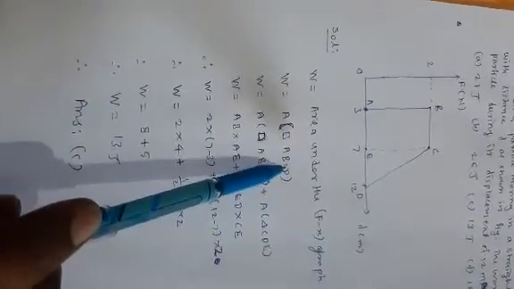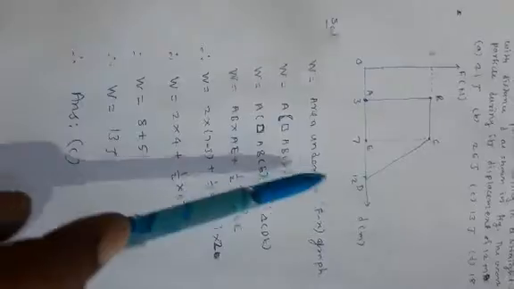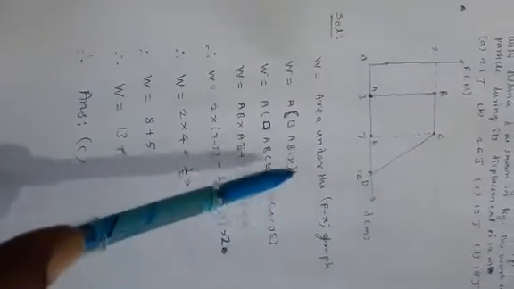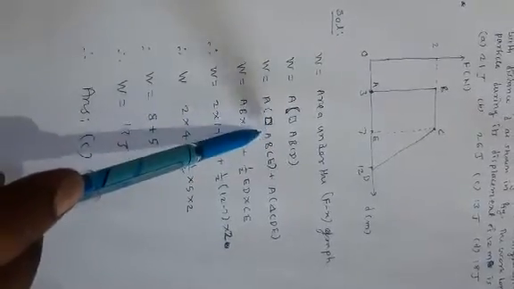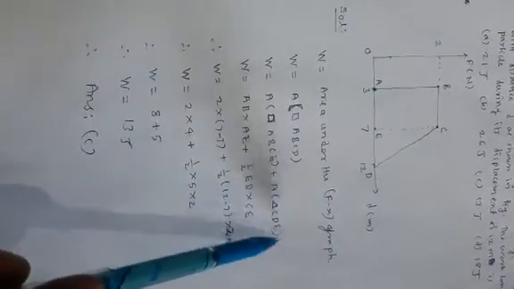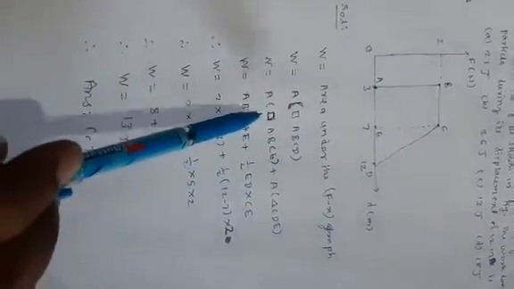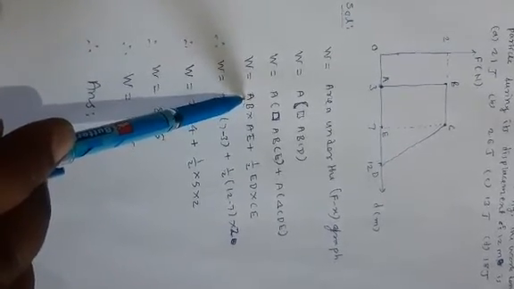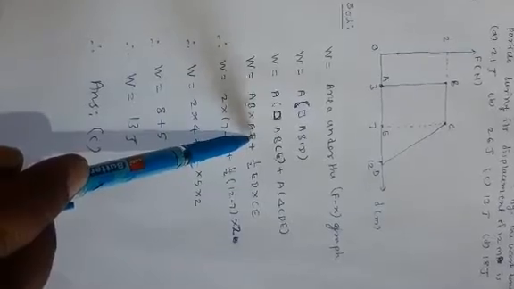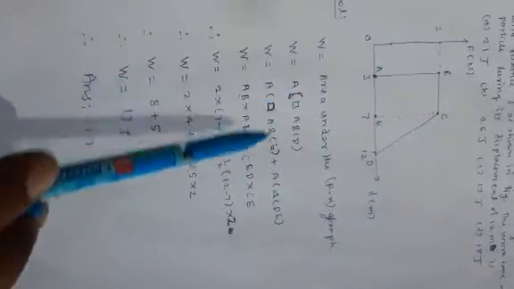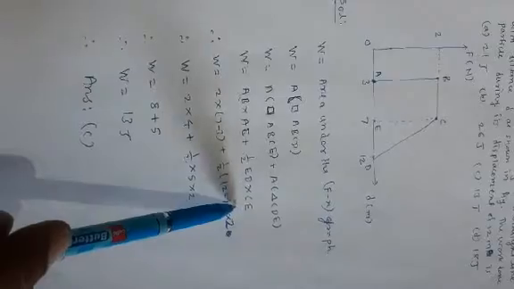This can be divided into two parts: area of this rectangle plus area of this triangle. Area of this rectangle ABCE plus area of this triangle CDE. Area of rectangle is given by length into breadth. Its length is AB and breadth is AE, plus area of this triangle is half base into height. Half base is ED and height is CE.